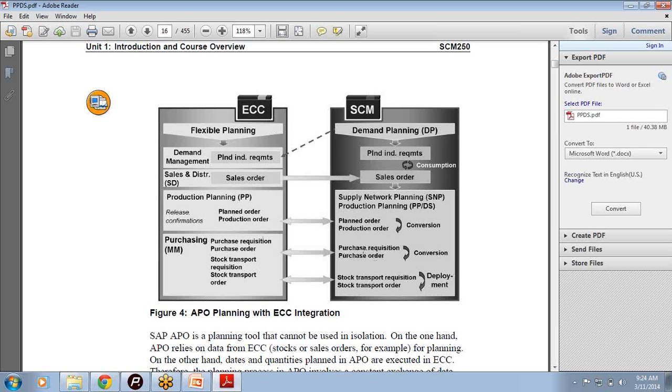Again, the trigger happens from the APO system only. And these stock transport requisitions are converted to stock transport orders. This is done during the deployment. Okay, so deployment typically comes as part of SNP.